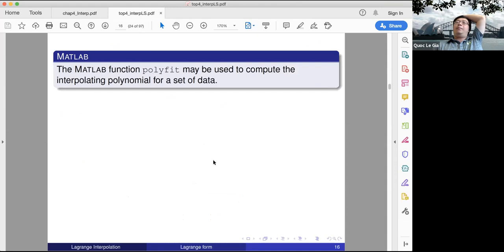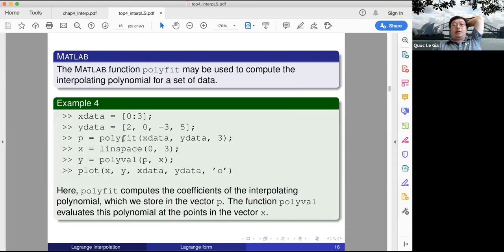Now in MATLAB, you can use a function called polyfit to compute the interpolation polynomial. But this polyfit doesn't use the Lagrangian; like somebody suggested before, it solves a linear system based on the x and the y, and then it gives you the polynomial. So you can try those commands in MATLAB: polyfit, x data, y data, and you give a degree 3, so the cubic. After that, you plot it.